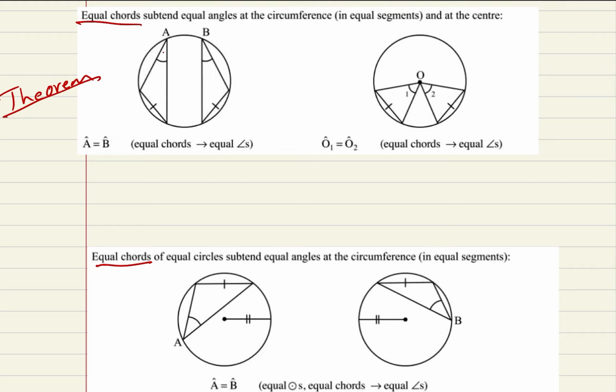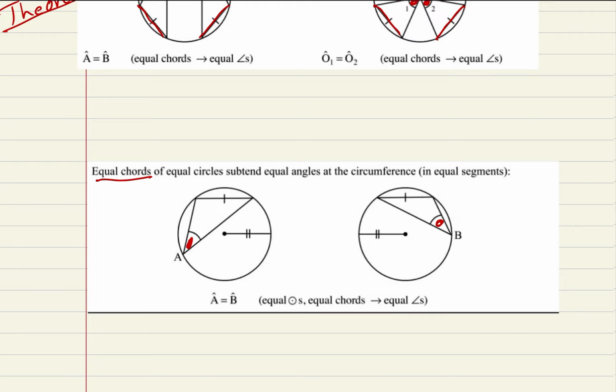These angles, this is A and this is B, are equal. Why are they equal? Because these chords are equal. These chords are equal, hence this angle and this angle are equal. Same thing goes here. This is equal to that one. Why? Because this chord and this chord are equal.